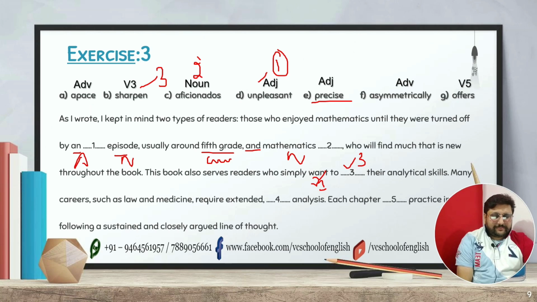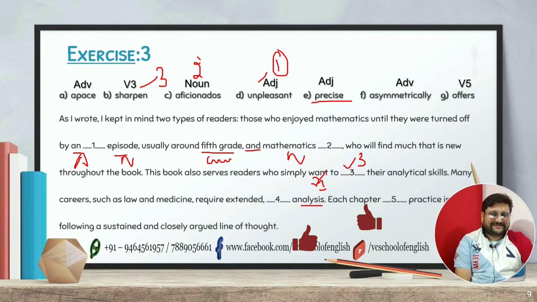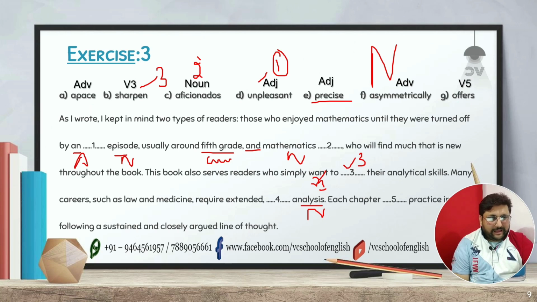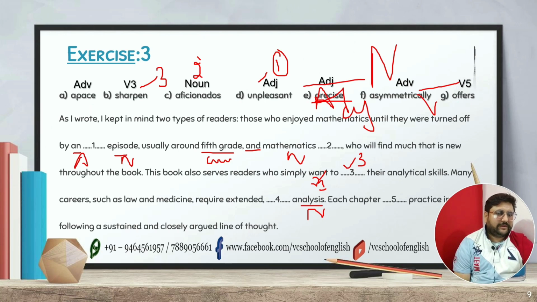Let's move to the next option. So before the blank we have an extended and then we have a comma. So that means after the blank we have an analysis. Analysis is a noun. So we have to look for an adjective. Before a noun, always remember, my dear friends, on the left side of a noun, always look for an adjective. On the right side of a noun, we have to look for a verb. That is from V1 to V5.